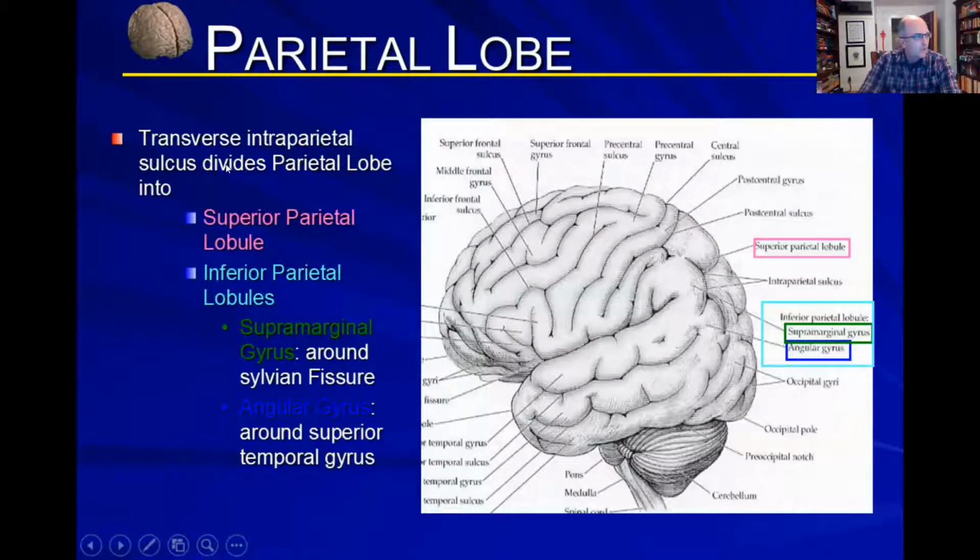All right, parietal lobe. The parietal lobe back here consists of a large transverse intraparietal sulcus that divides it into a superior parietal lobule and an inferior parietal lobule. For the most part, we think of the inferior parietal lobule as consisting of the supramarginal gyrus right here, which caps the sylvian fissure, and then the angular gyrus that caps the superior temporal sulcus.